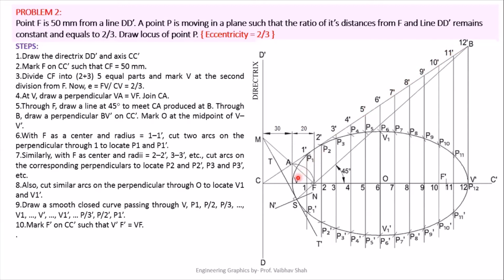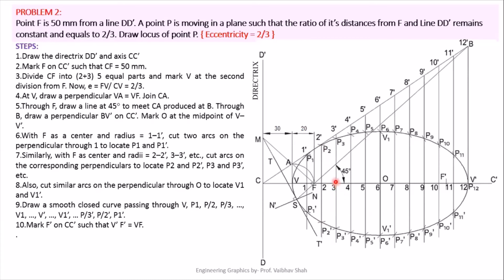After that we'll be adjusting our rounder to take the distance of 1, 1 dash. So select on your rounder the measurement of 1, 1 dash and put your rounder at focal point F. Try to cut this line of 1 here and here. You will have P1 and P1 dash here on your 1 line. Select on your rounder the 2, 2 dash distance, put your rounder at F and try to cut this 2 line here and here to get P2 and P2 dash.